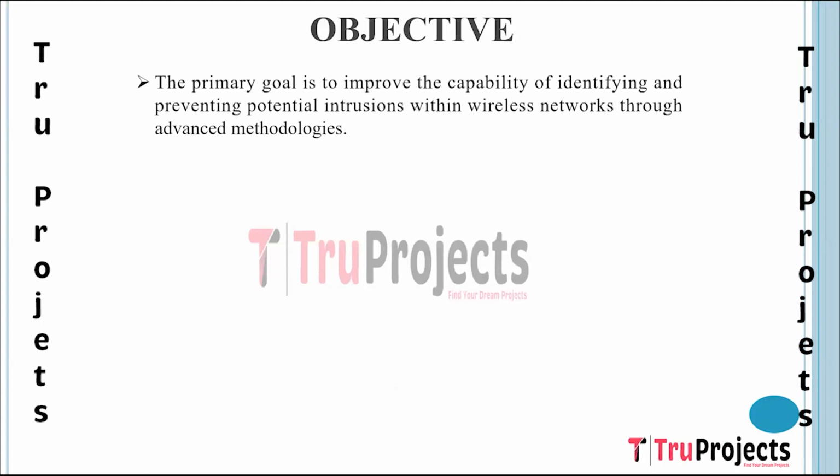Objective. The primary aim of the project is to enhance the capability of detecting and preventing potential intrusions within wireless networks. This goal is pursued through the adoption of advanced methodologies which encompass a range of techniques and models geared towards improving the accuracy and efficiency of intrusion detection systems.